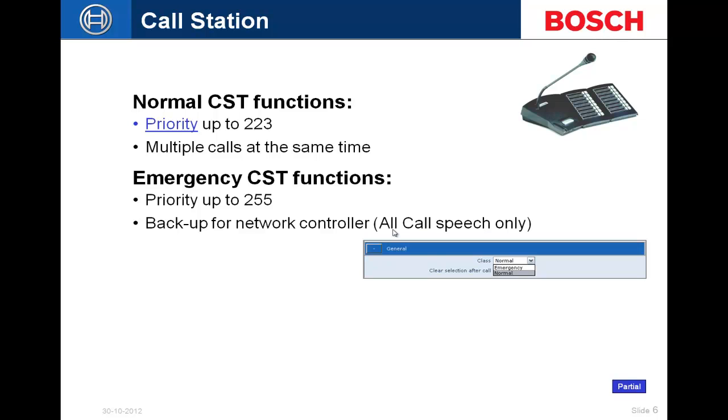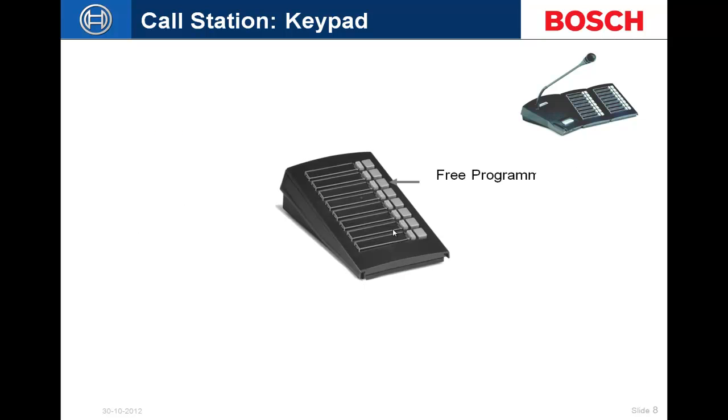That will activate an all-call page at 0 dB, meaning full out on the amplifiers. However, if the network controller is down, it's nice to know you can still make a page. And this would only be needed if you do not have a redundant network controller in place. The keypads, up to 16 of them, can be connected up with the system.